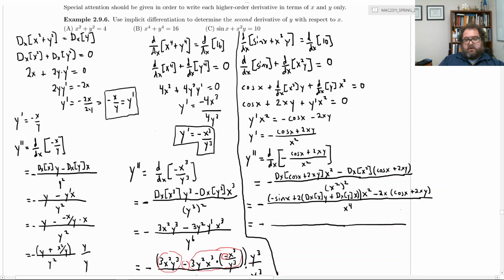All right, let's see here. Okay, we have negative sine x plus 2 times. All right, the derivative of x with respect to x is 1. So 1 times y, just get y. Plus the derivative of y with respect to x is just y prime.